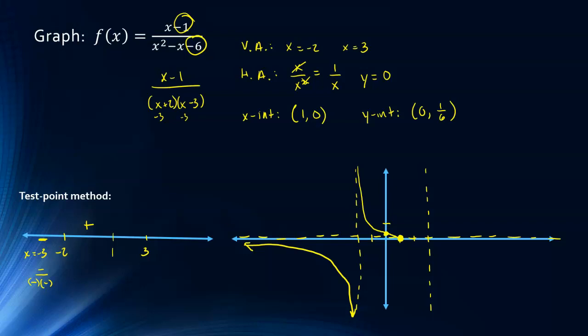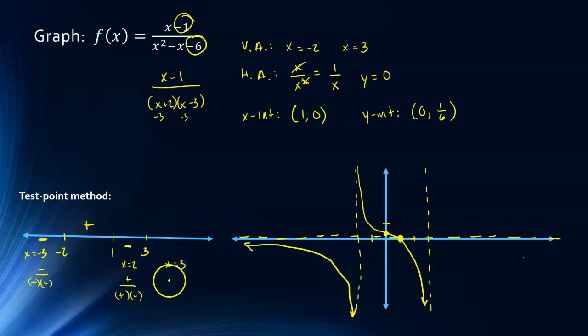So I'm going to pick 2. So if I put 2 in there for x in the numerator, 2 minus 1, well, that's positive. And the denominator, 2 plus 2, that's positive. And 2 minus 3, that's negative. And so positive times a negative in the denominator would be negative. So a positive divided by a negative would be negative. So I know that the graph would come down like that. All right, so let's do another test point to the right of 3.